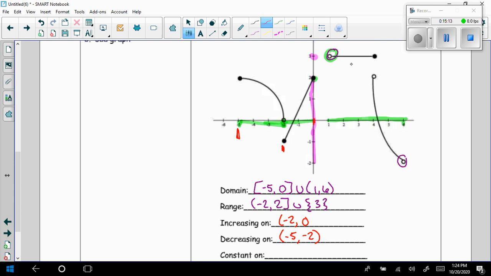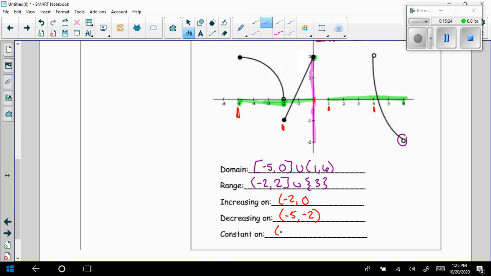All right. There's nothing in here. From 1 to 4, we're neither increasing or decreasing. We're staying constant from 1 to 4. And then once again, we're going down. So we're decreasing from 4 to 6. All right, so decreasing, constant, increasing, decreasing.